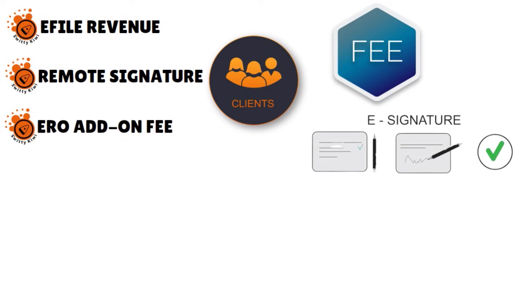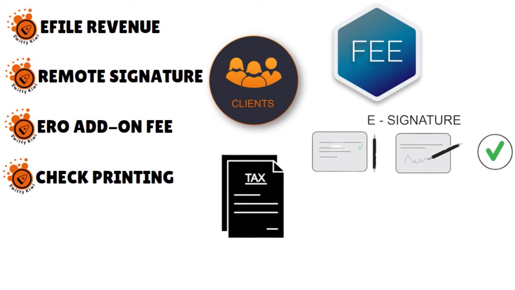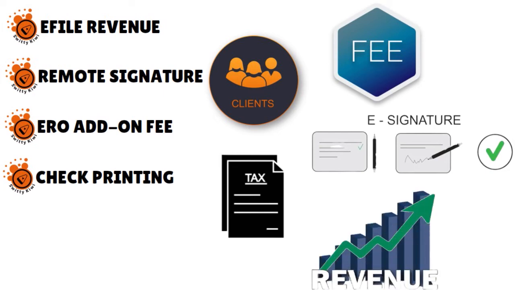So CrossLink's add-on fees provide professional tax preparers with the opportunity to earn additional revenue on all bank products. This is really good. You have check printing. So customers of Santa Barbara TPG have the opportunity to earn revenue for each non-fast cash advance disbursement check. And you have Protection Plus.